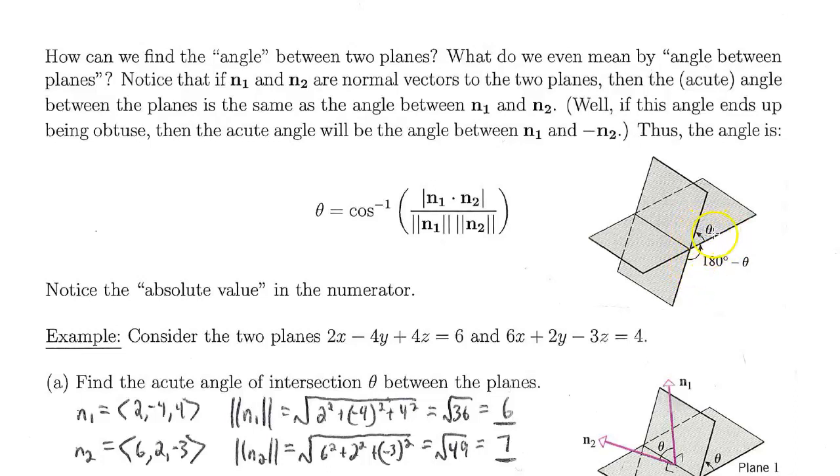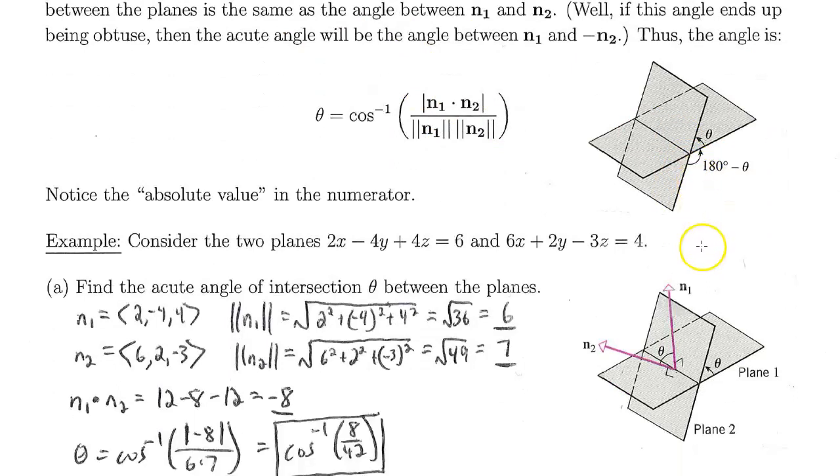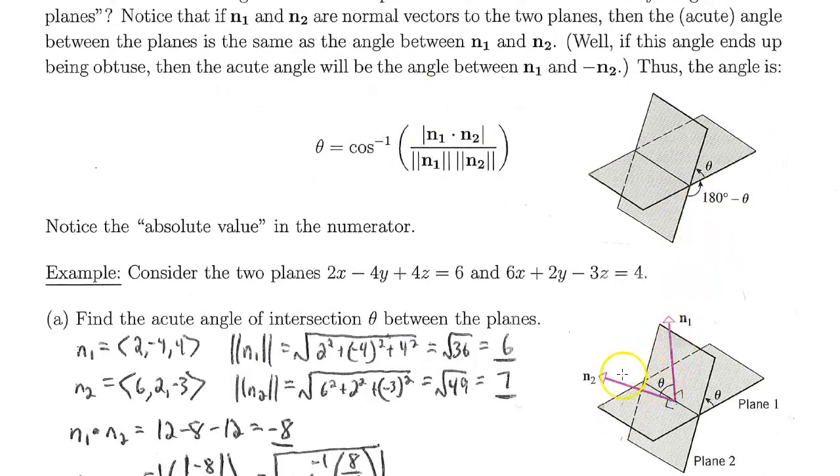And so if we want to find this angle theta, this acute angle between the planes, how do we do it? Well, notice that if n1 and n2 are normal vectors to the plane, so I've drawn these right down here, then the angle between the planes will really be the angle between these normal vectors. Now notice n2 is normal to this plane right here, right? n1 is normal to this plane right here. But the angle between those two vectors is the angle between those two planes.